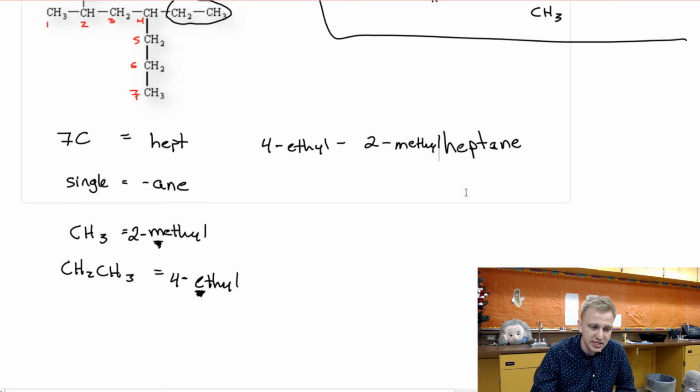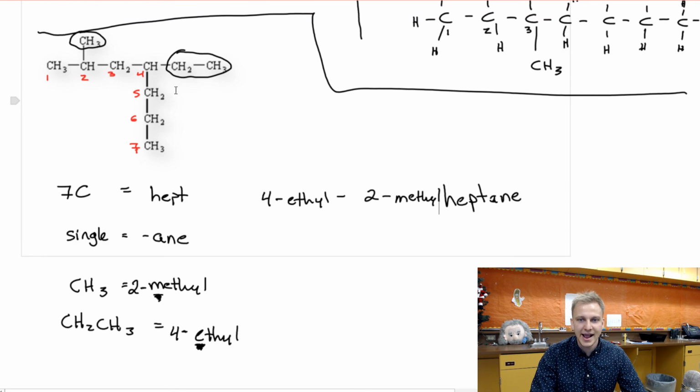Now, notice that I haven't put a space, nor have I put a hyphen or a comma between methyl and heptane. The reason is that those are all letters, and letters can be consecutive, back to back to back. So I'm putting it as 2-methylheptane because I don't need to separate those two at all. We have all of our numbers separated by hyphens. We sorted this alphabetically. We had our 7 carbon ANE because they're all single bonded, and we identified that we had an ethyl group coming off of carbon 4 and a methyl group coming off of carbon 2.